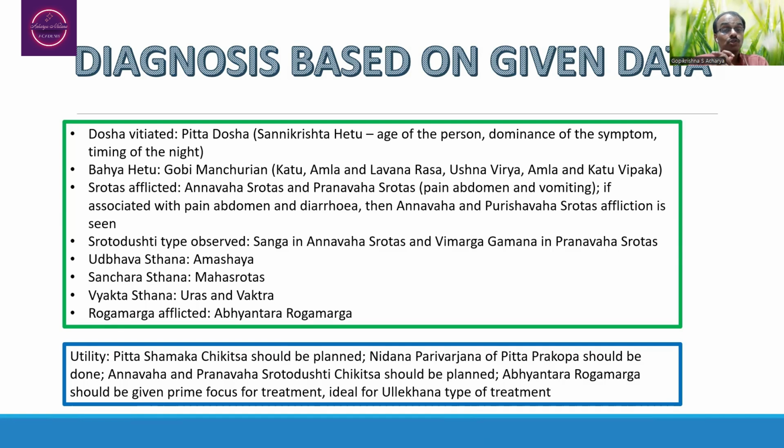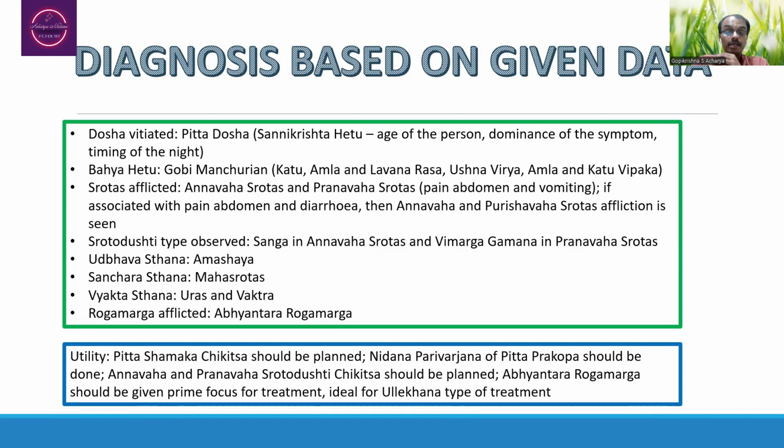Then, the Srotodushti observed in this particular situation was Sanga. Because she had pain, there may be a possibility of Sanga at the Annavaha Srotas, particularly in the Amashaya. But Vimarga Gamana was also noticed, that is Pratiloma Marga Gamana, the reverse movement.